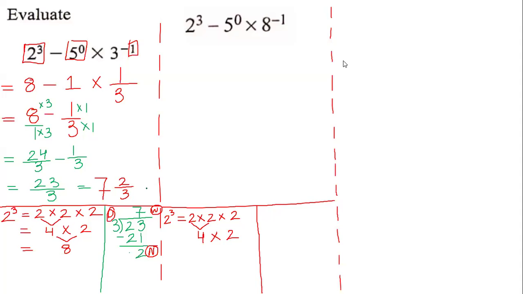Okay. All right, so we have 2 to the third power. That's 2 times 2 times 2. What is 2 times 2, class? That's gonna be 4. Very good. And then 4 times 2 is 8. What does that mean? That means that 2 to the third power is 8. Very good. Minus. What is 5 to the power of 0? It's gonna be 1. Okay. Times 1 over 8.